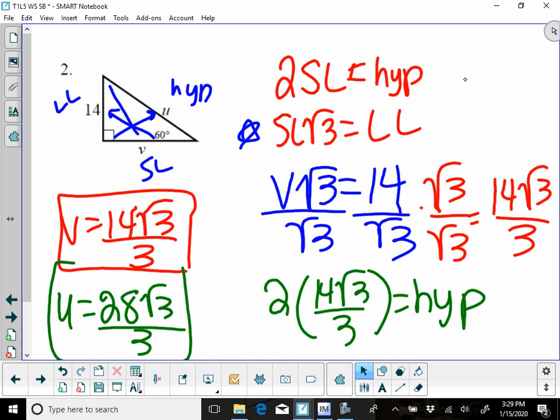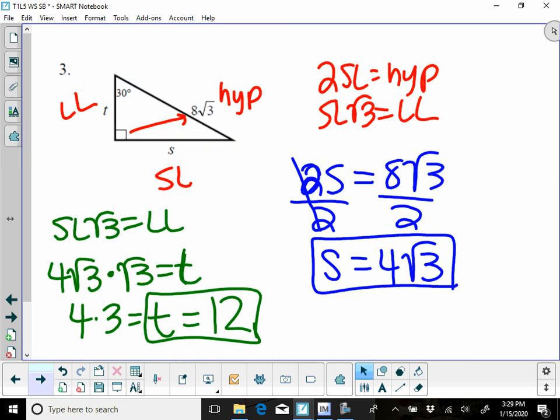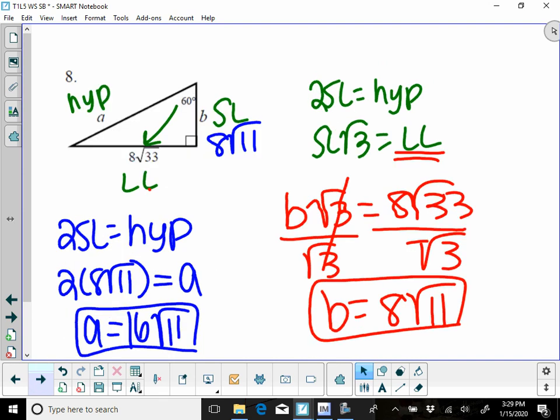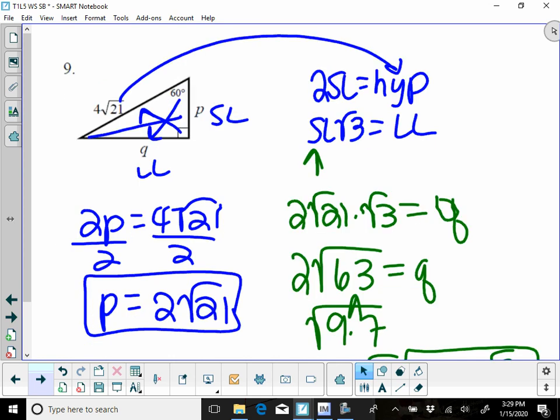Okay, number 3, number 5, number 8, and number 9. So that leaves you with 4, 6, 7, and 10. So you only have 4 problems that you have to complete. Don't forget you can write your song 5 times for extra credit on your quiz on Friday. You do not have a quiz tomorrow, but you do have one the day after.